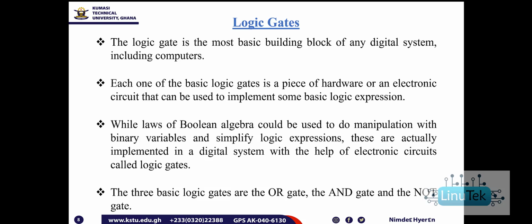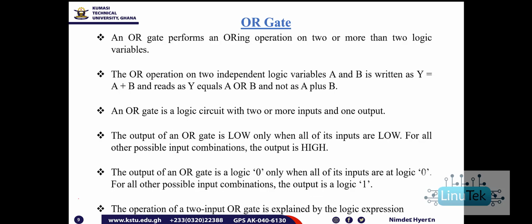Whilst laws of Boolean algebra could be used to do manipulation with binary variables and simplify logic expressions, these are actually implemented in a digital system with the help of electronic circuits called logic gates. And like we said earlier on, the 3 basic logic gates are the OR gate, the AND gate, and the NOT gate. Now let's proceed to look at these logic gates one by one.